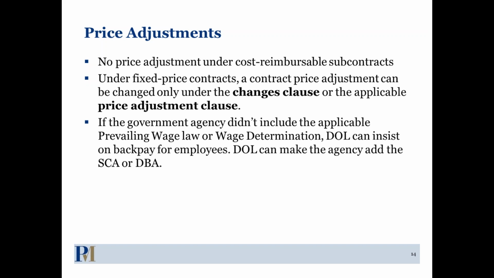If the SCA or DBA was never in the contract to begin with, that's where the changes clause would come into play. And you can get different costs under the changes clause than you can under the price adjustments clause. But if we're really just talking about a change in a wage determination, so the SCA or DBA always applied to my contract and now I just have an updated wage determination, then your costs and what you can get are more limited to what those price adjustment clauses require. Let's go to the next slide.